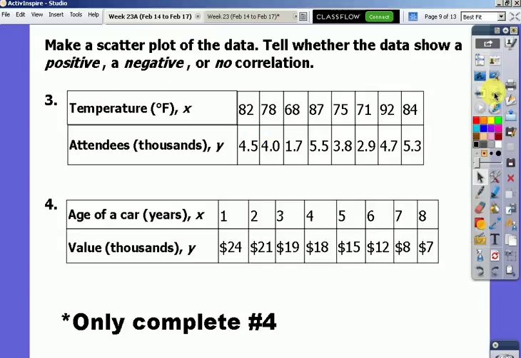Okay, you try number 4. Don't worry about 3. Make a graph and label your axes. Your x-axis is the age of a car, and your y-axis is the value of that car in thousands. So 24,000, 21,000, etc. Do you need a complete x-y axis? No, you just need the first quadrant. So when you make your quadrant, it's like that, right? Then you label this something, and you label this something, and then you make your points. So go ahead and do that right now.